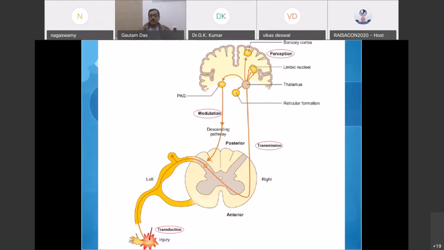Pain is reduced because of the larger diameter fibers from touching. What is happening? A beta fibers are stimulated, so it closes the gate for the nociceptive C fibers.